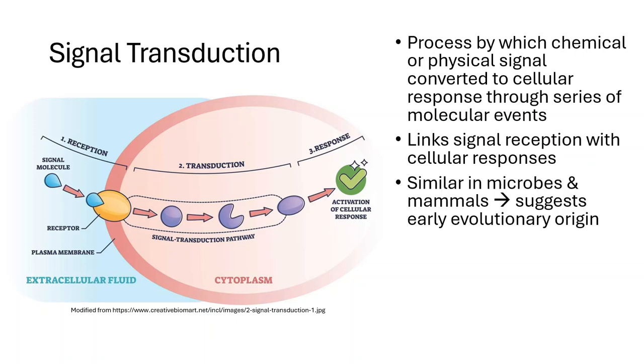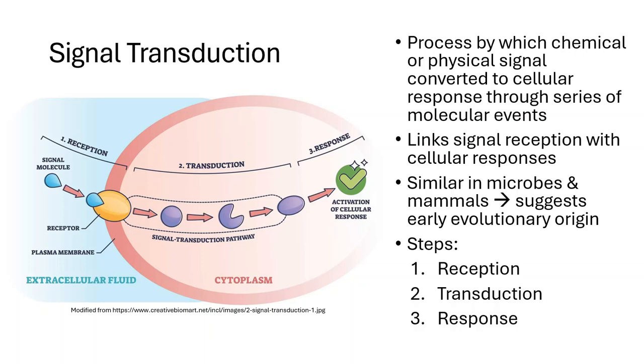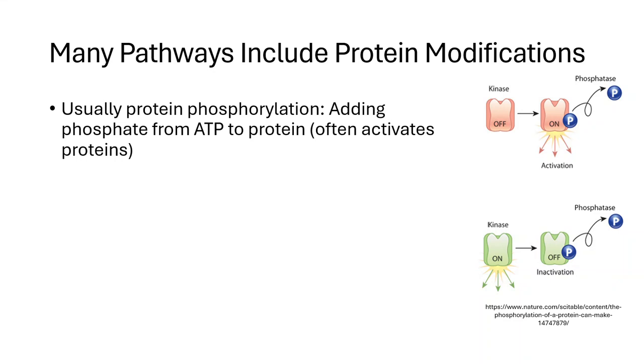This is a process that is very similar across very many branches of life, everything from bacteria all the way to animals and mammals. So that suggests a very early evolutionary origin for this type of pathway. There are three major steps: reception, transduction, and response. We're going to talk about each of those in more detail. But first, let's talk about a few of the commonalities between some of these steps in the process.